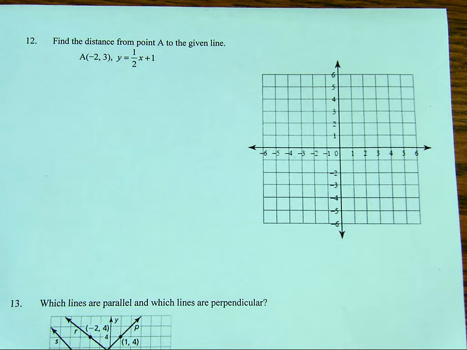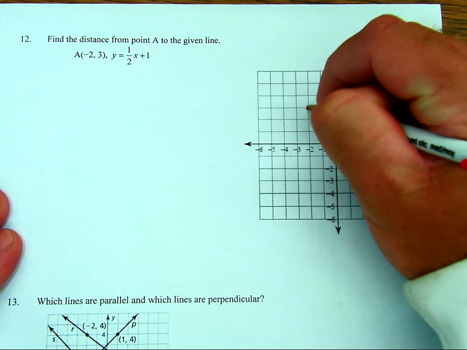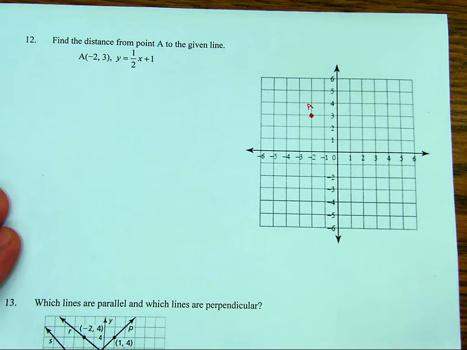Okay, number 12, find the distance from point A to the given line. So I'm going to put a point at negative 2, 3. That's point A. And I'm going to graph the given line.